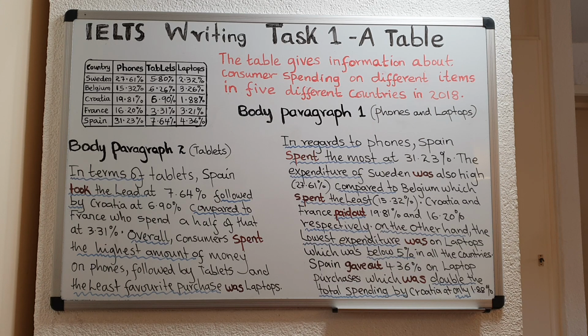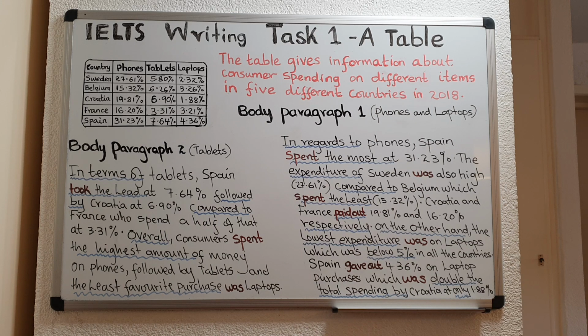You have to compare the items. So in the first paragraph, you can pick the highest and the lowest. Okay, and in the last paragraph, I picked the tablets. I decided to write about tablets in the next paragraph because if you look at it, it's in the middle. So phones and laptops are opposites when it comes to the percentages, and tablets are right in the middle. So that's how you decide on what you're going to put in each paragraph.